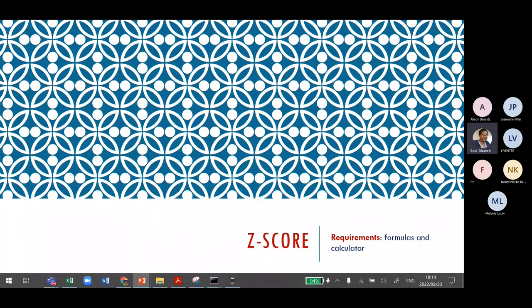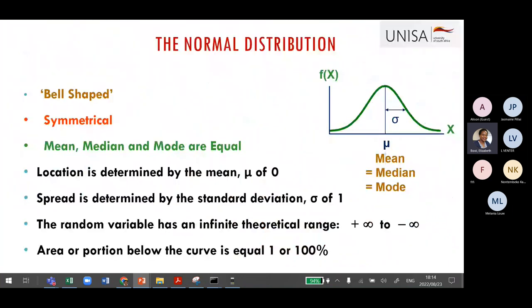So in order for you to complete this session, you require formulas and you require a calculator. And I forgot to put there, you require a table, a statistical table. So when we talk about the Z-score, we want to actually normalize your data or standardize your raw data. And with that, we talk about normal distribution.